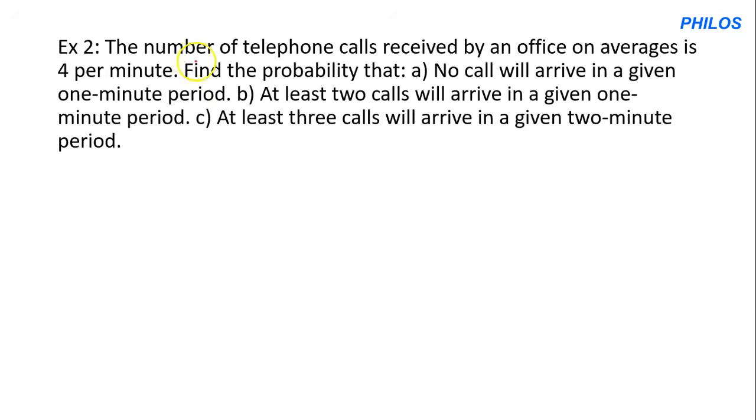Question 2 says, the number of telephone calls received by an office on average is 4 per minute. Find the probability that. So to solve this, we receive 4 calls per minute.